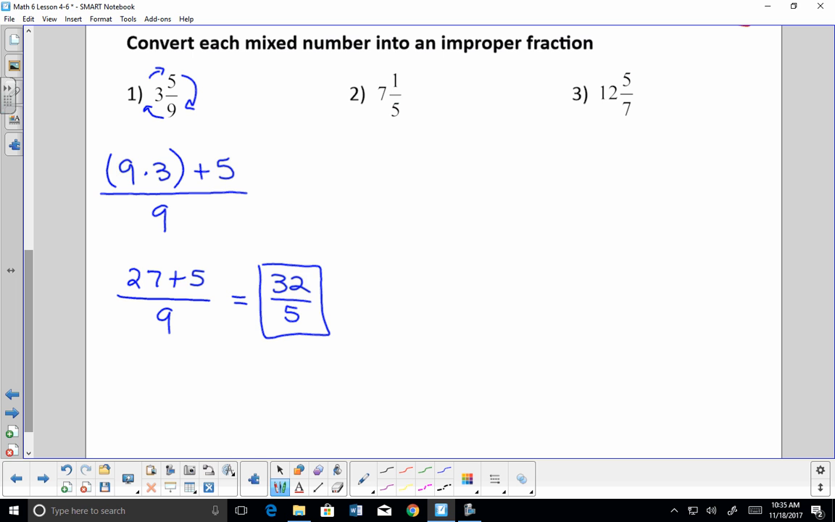Because once you get really, really good at it, then you don't have to show the steps much anymore. So here, we're going to multiply here, we're going to add here, we're going to write it over this one. So 5 times 7, which I didn't write that very well. Let me redo that, because I need to make sure I'm following my order of operations. Excuse me. 5 times 7 plus 1 all over 5. So this makes this 35 plus 1 all over 5, which is 36 fifths.